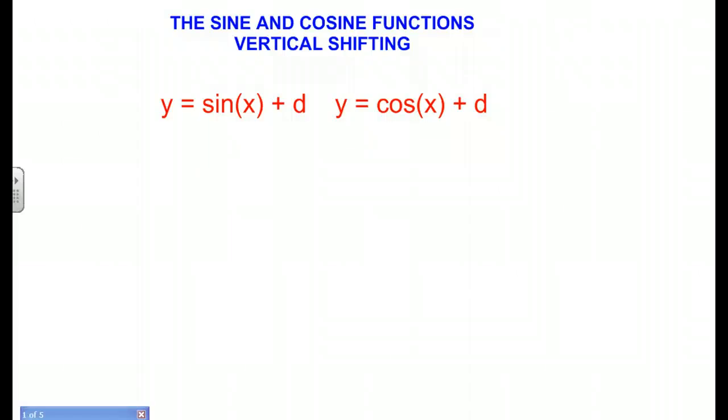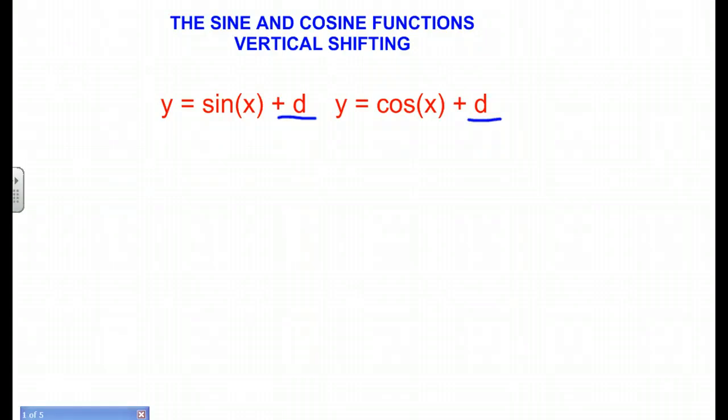Today we're going to learn about how to shift the sine and cosine curves. And we're going to be dealing with two types of equations. One equals y equals the sine of x, and we're going to be adding a value to it. That value could be positive or negative. We'll call it d. Or y equals cosine of x. And once again, we'll add a value to it, and that could also be positive or negative. And we'll call it d.